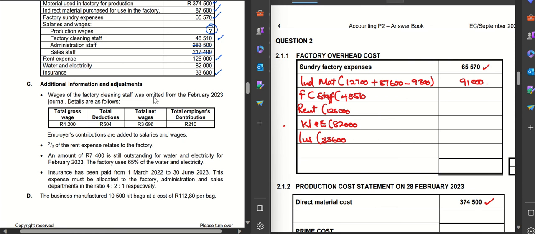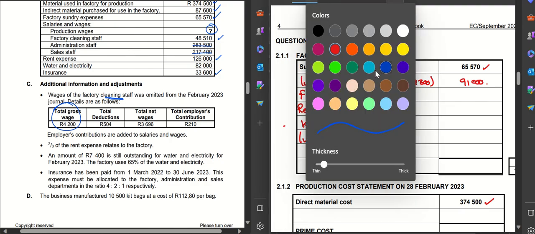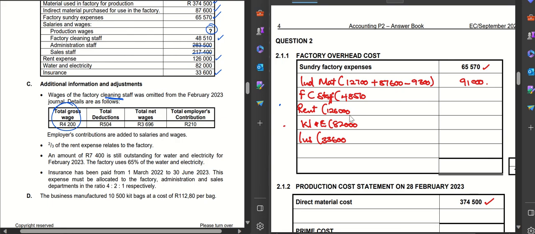Then the adjustments then proceed as follows. Wages of the factory cleaning staff was omitted from the February 2023 journal. Details are as follows. Okay, so once you see wages have been omitted, it is very important that you know that we adjust the gross. All right, so I'm going to come here and I'm going to say the wages of the cleaning staff. Remember, in here we recorded the cleaning staff. So I'm going to come now, I'm going to add on the factory cleaning staff. I'm going to say plus the gross wage.